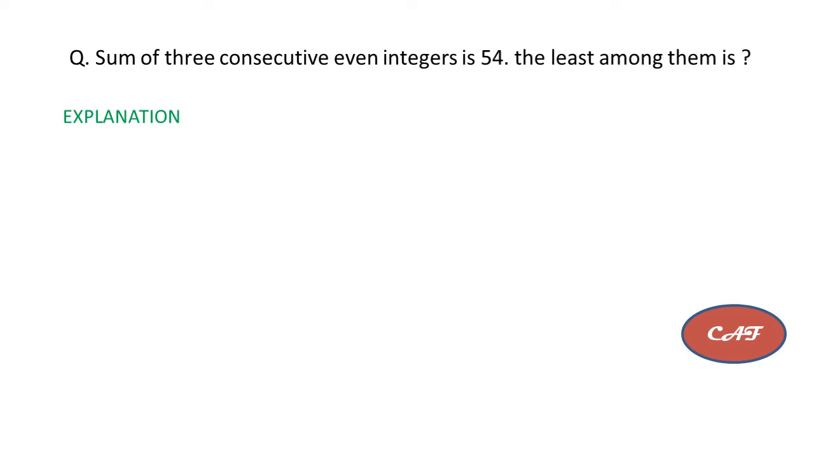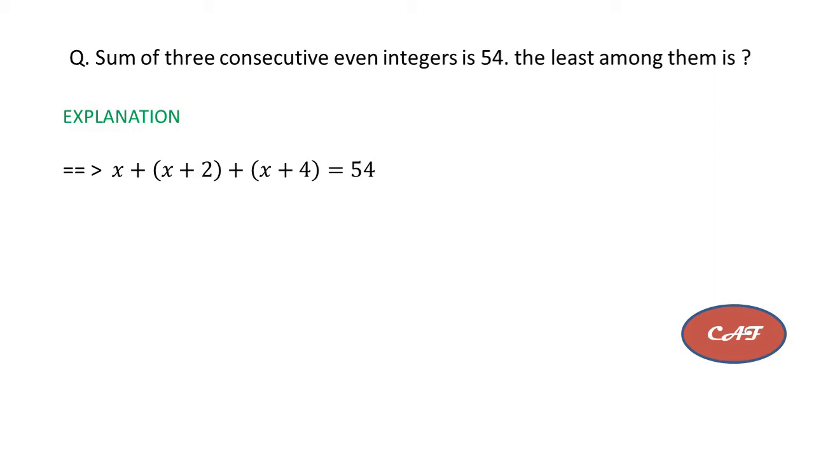So I don't know what those three consecutive even integers are, so I am assuming one number is x. Then the next one will be x plus 2, and the third one will be x plus 4. If you add these three, you will get 54. In the question, they mentioned that.